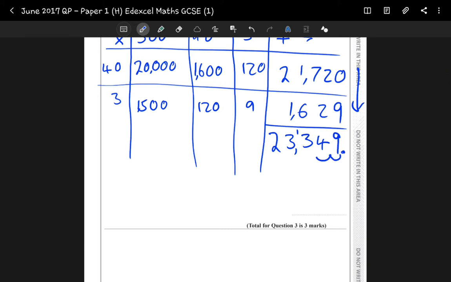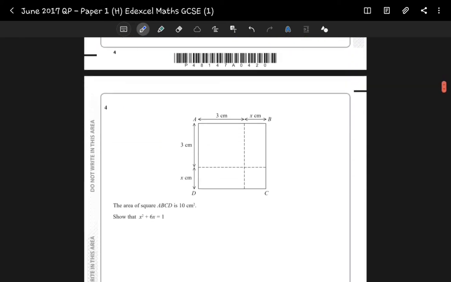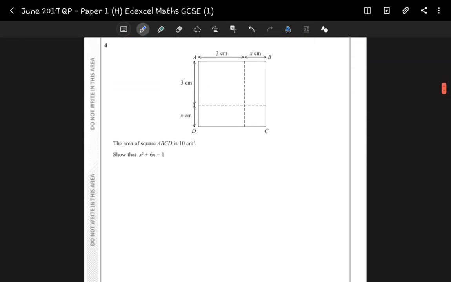So you're going to go 1, 2, 1, 2, right? So essentially you've got 23,349 divide by 100, and then that's going to equal 233.49. As you say, that's where the decimal point has gone from. And that's your answer. This is the answer, 233.49.